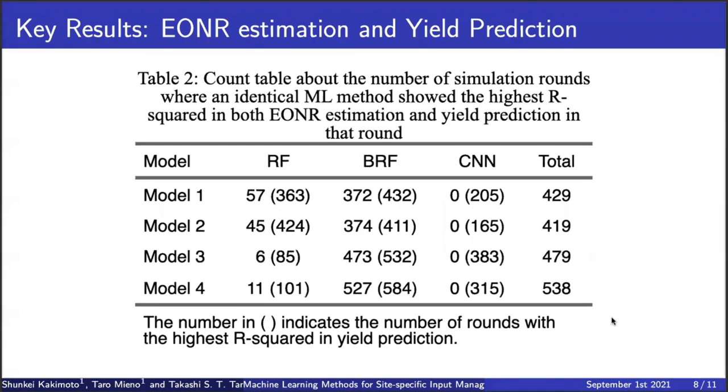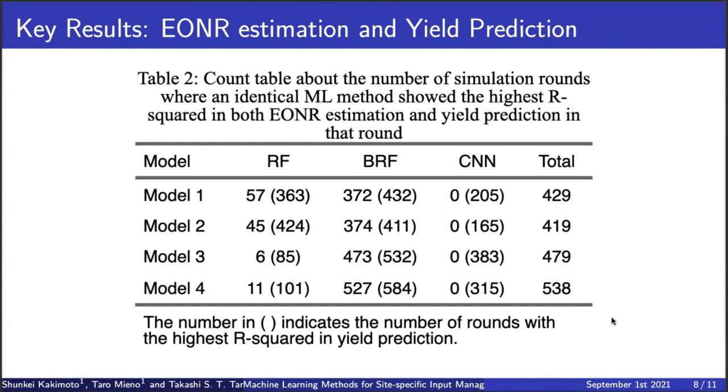To examine the consistency between yield prediction performance and EONR estimation performance of a machine learning method, we counted the number of simulation runs where a single machine learning method consistently shows the highest R-squared in both yield prediction and EONR estimation. Table 2 shows the result.